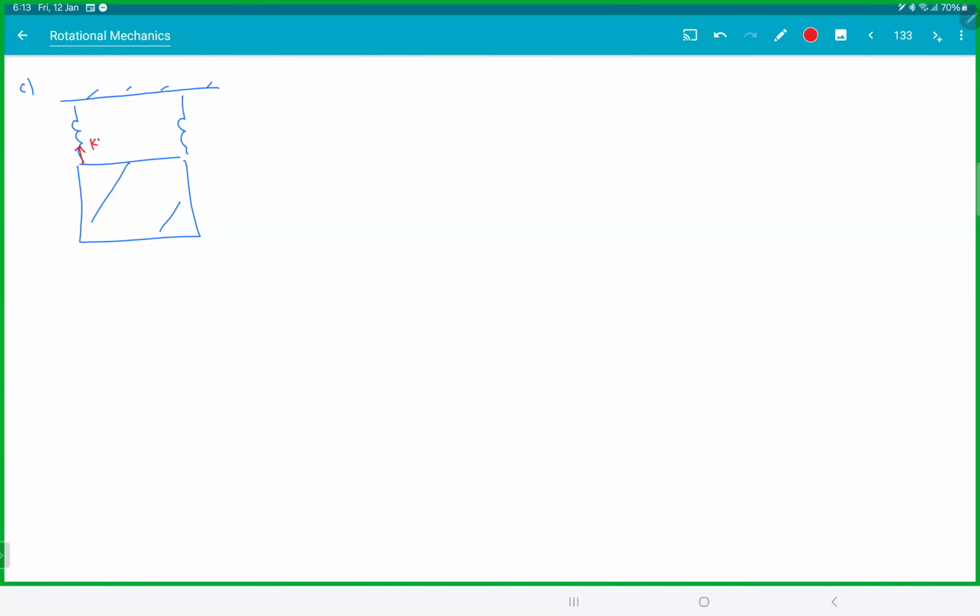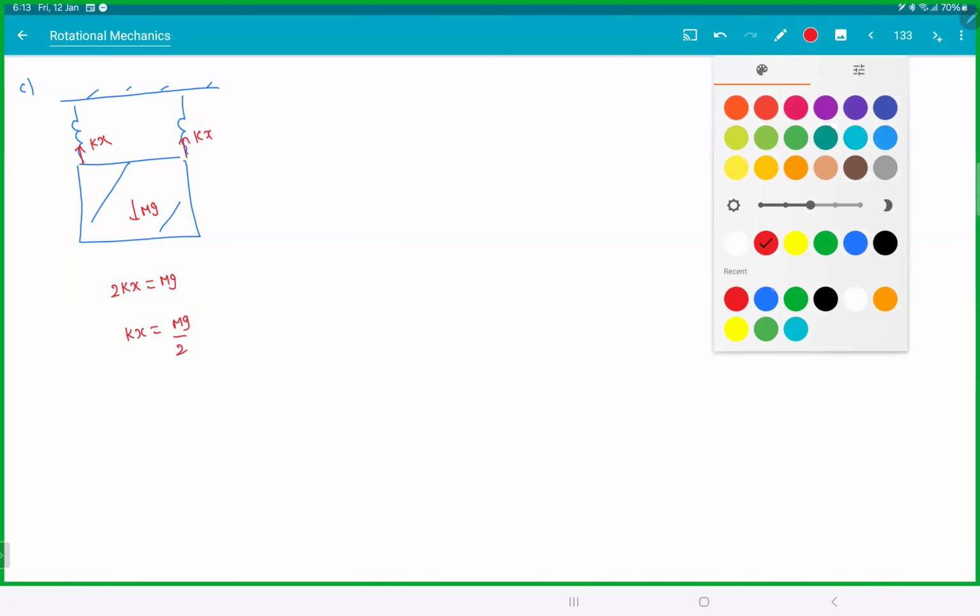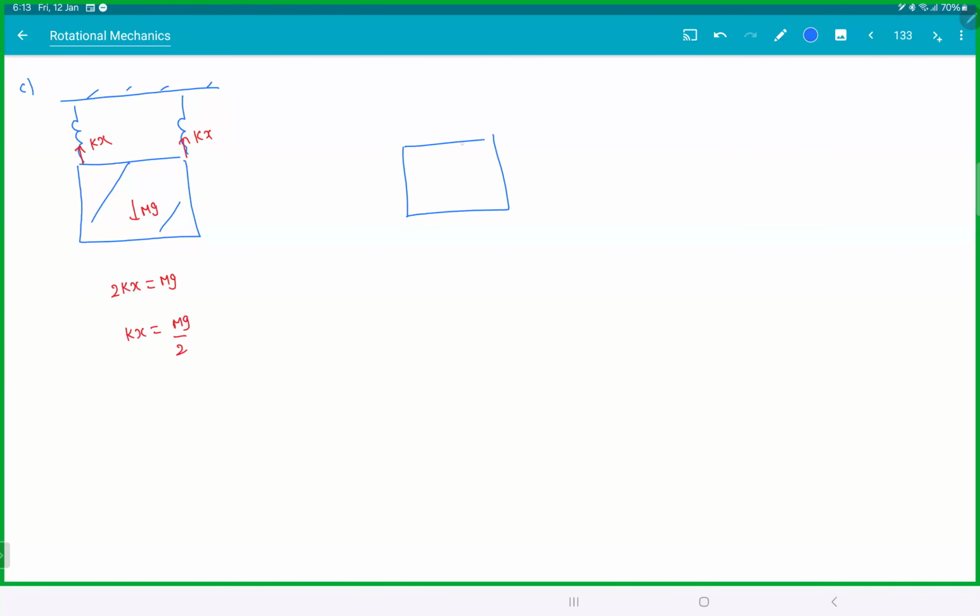Spring forces kx, kx, mg, equilibrium. So 2kx is equal to mg. So just after cutting, the spring force will be still kx, which is mg by 2. Your weight is mg. Now I don't know how this is going actually. I can take ax. Actually there's no vertical force here. So perfect. This is alpha.